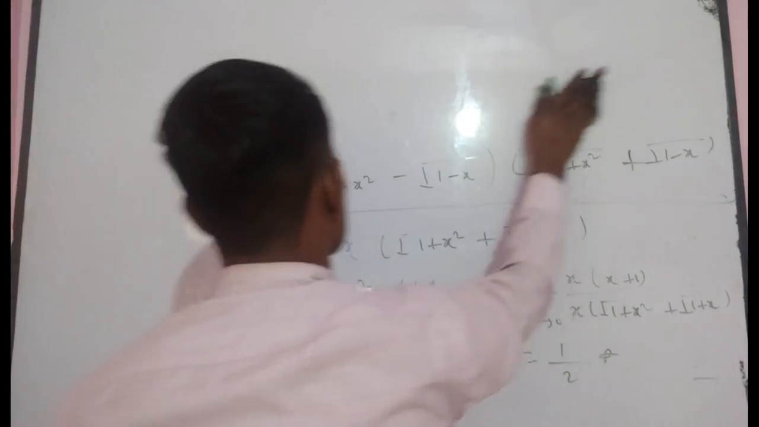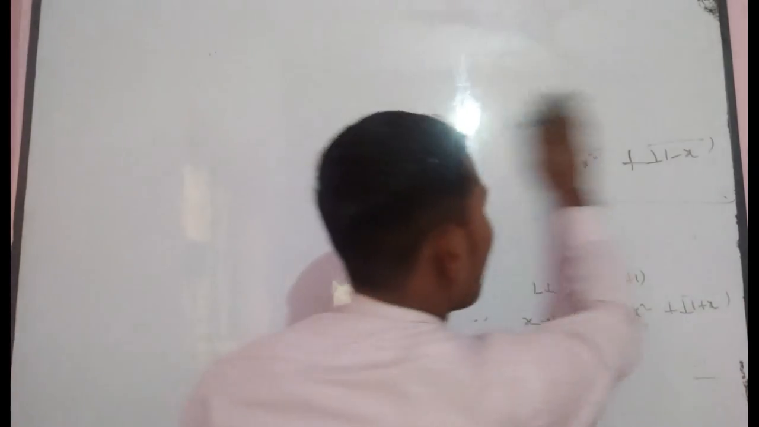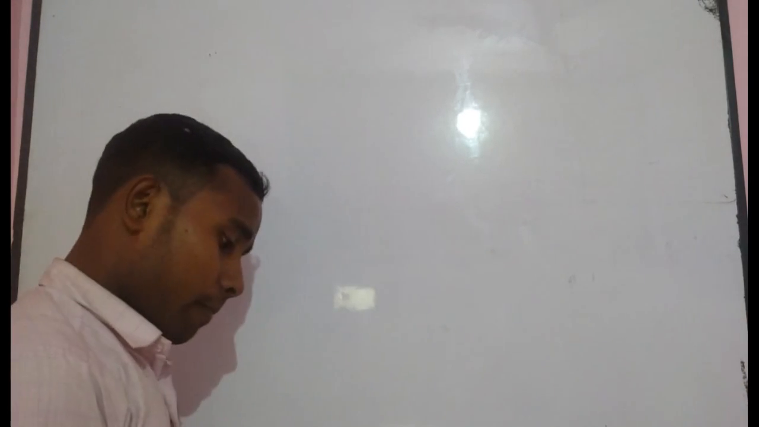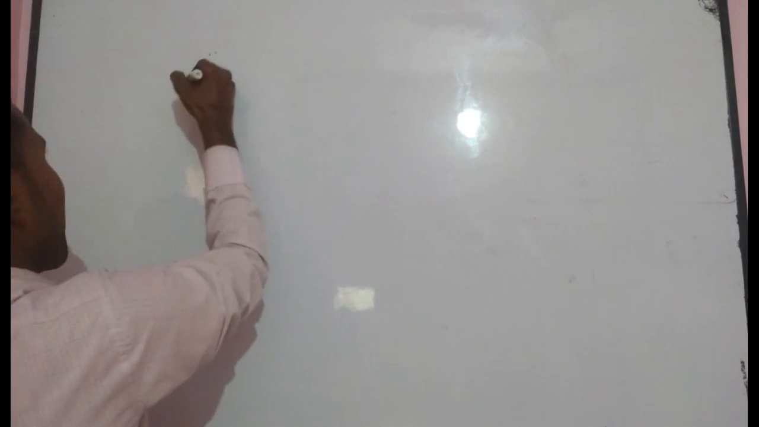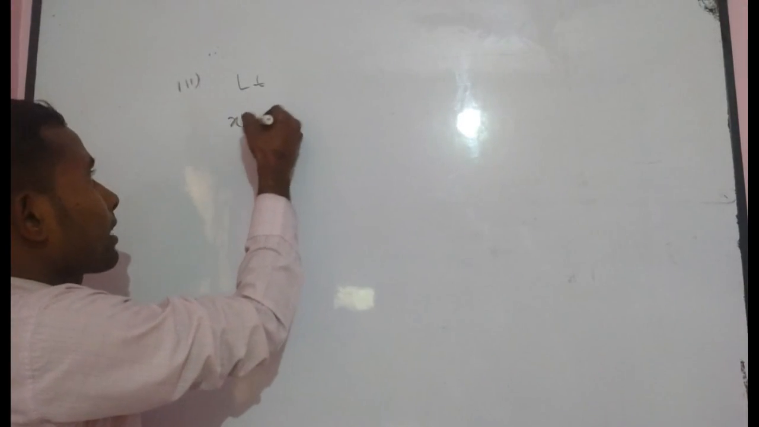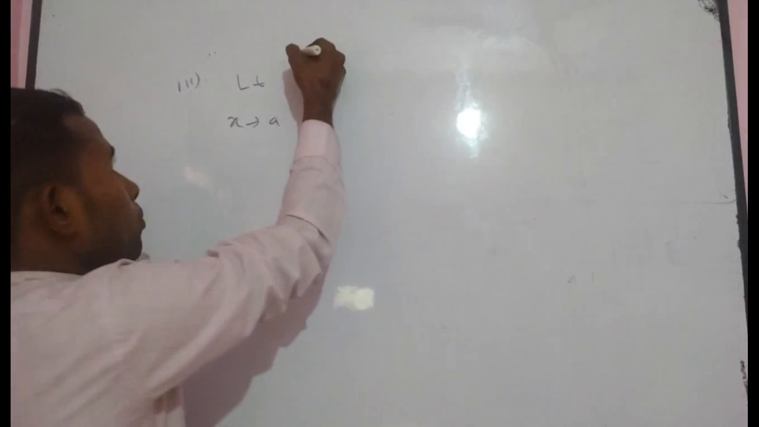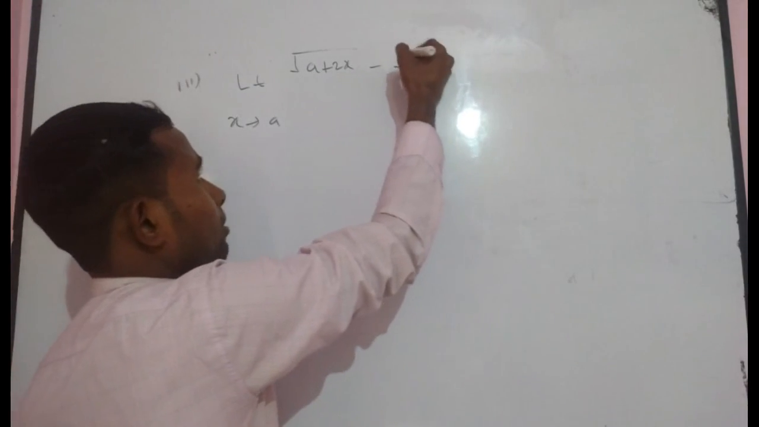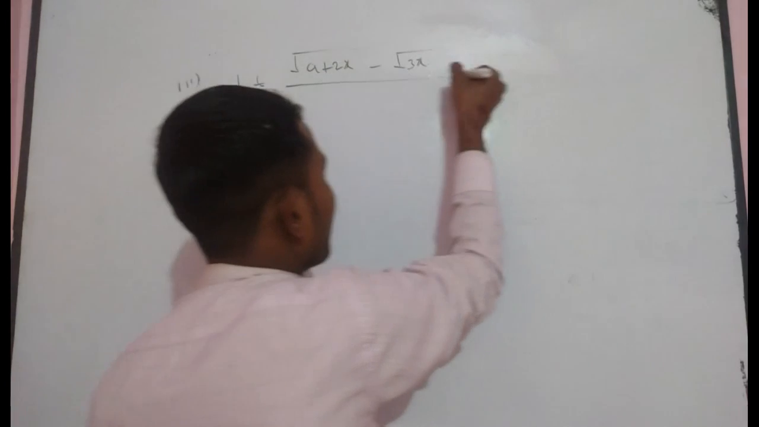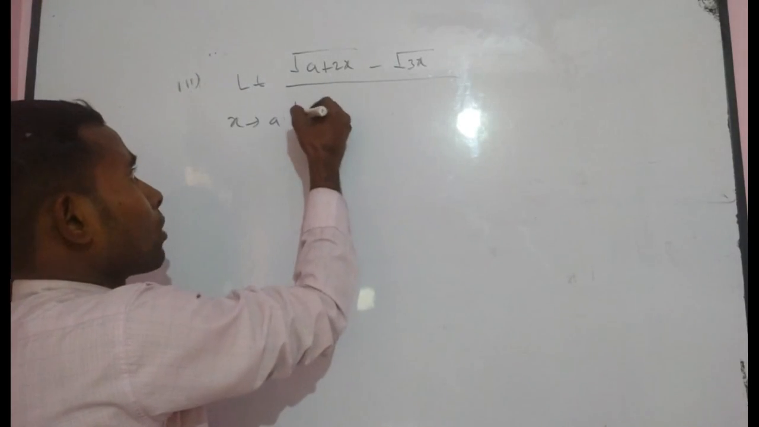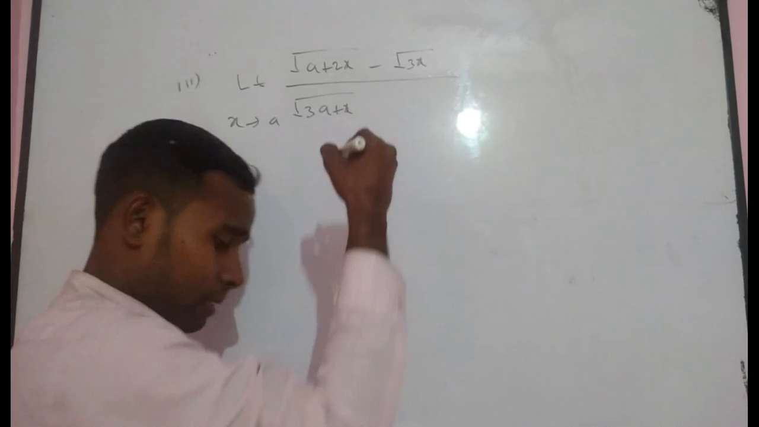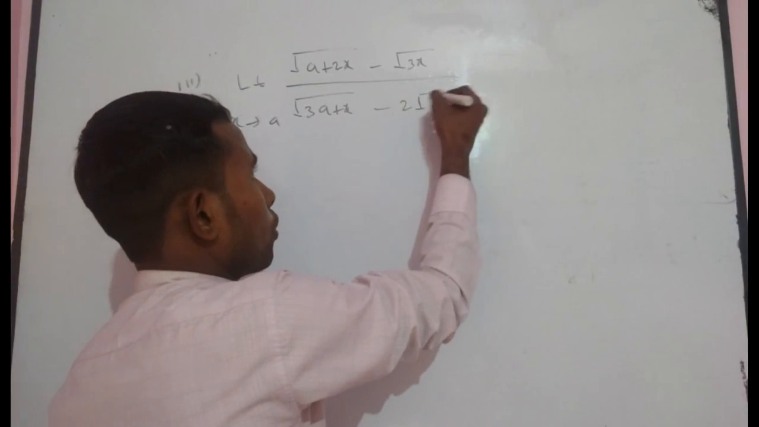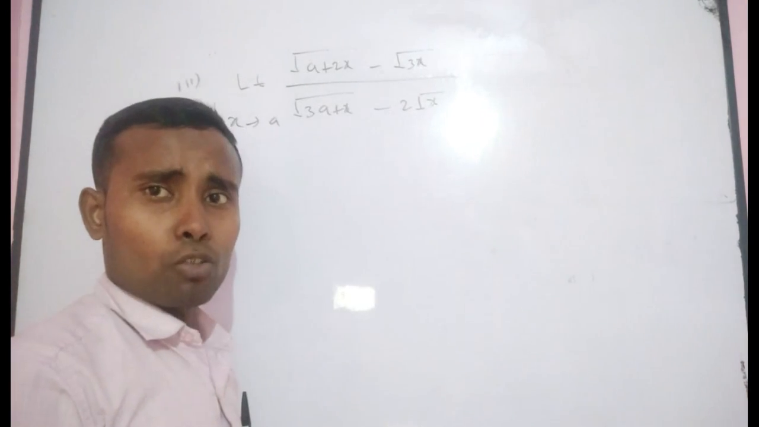Now we take another example, which is example third. Limit x tends to a, root under a plus 2x minus root under 3x, divided by root under 3a plus x minus 2 root under x. You have to solve it. How can you solve it?